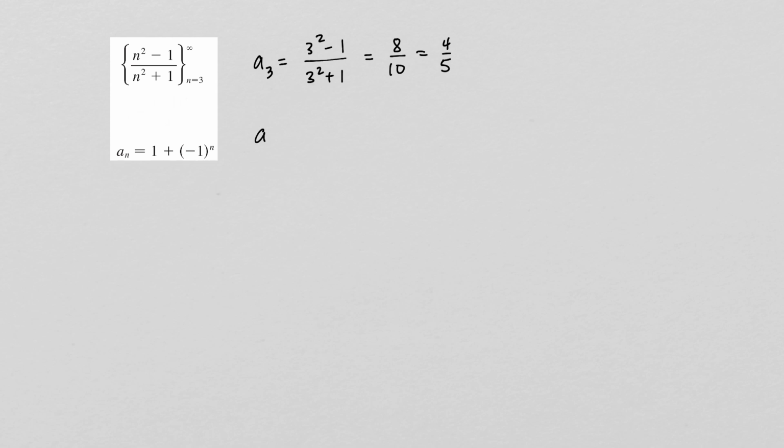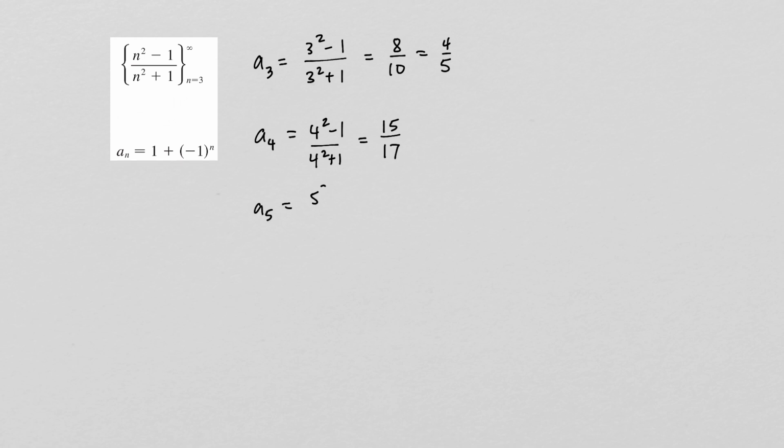The second term, which is called A4, and again, this can be a little bit confusing because normally, for example, A3 normally would be the third term. But in this case, it's the first term because n equals 3 is the first number. Thankfully, we don't do this very often. But anyway, A4 is going to be 4 squared minus 1 divided by 4 squared plus 1. And this is 16 minus 1, which is 15, over 16 plus 1, which is 17.